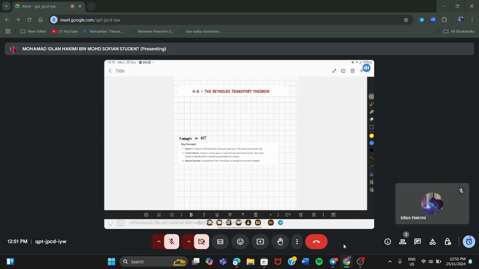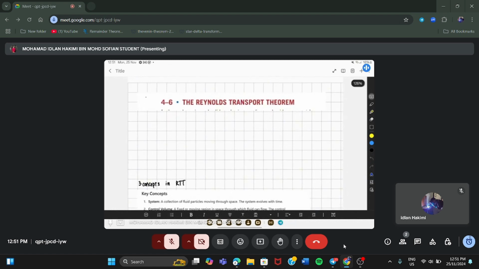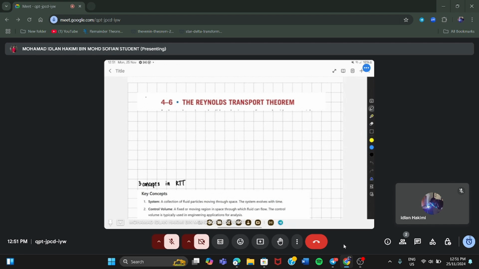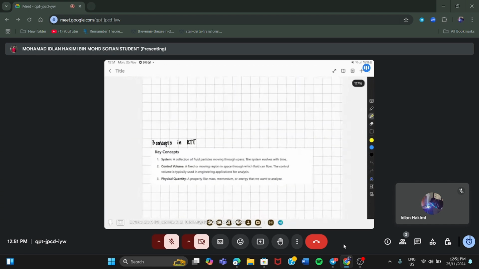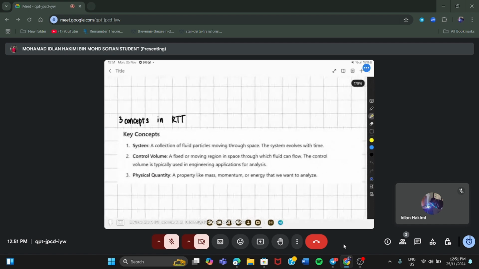Today I would like to explain the Reynolds transport theorem. There are three concepts in RTT: the first one is the system, the second one is the control volume, and the third is the physical quantity.